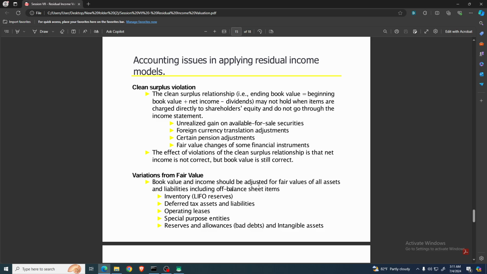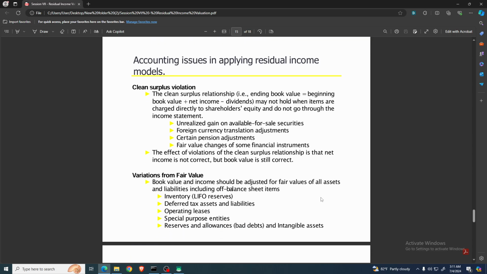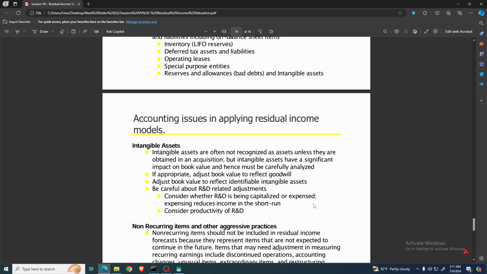So these are to be adjusted for bad debts and intangible assets to reflect their fair value. So these different arms of off-balance sheet items, their fair value needs to be adjusted in order to proceed with the residual income approach. Then you come into intangible assets.